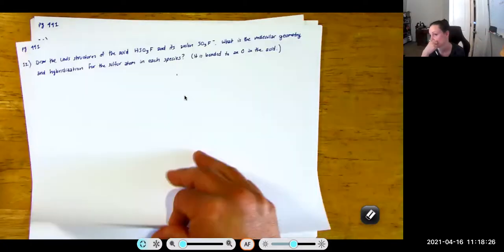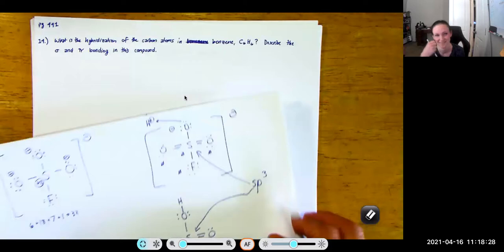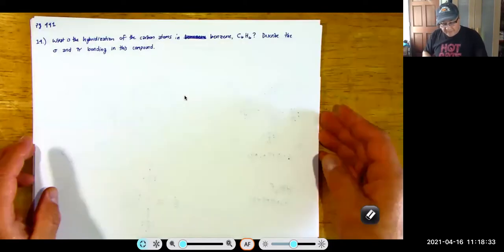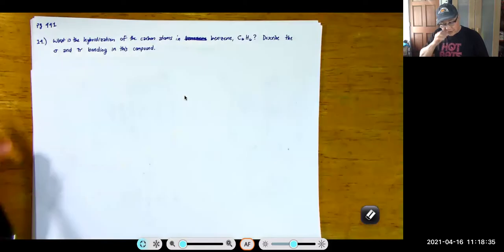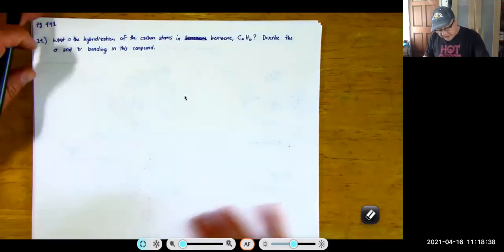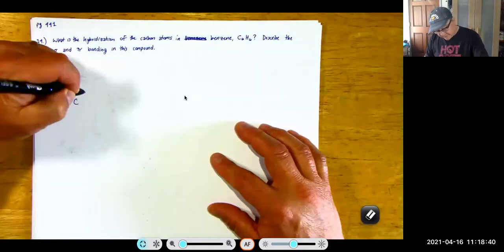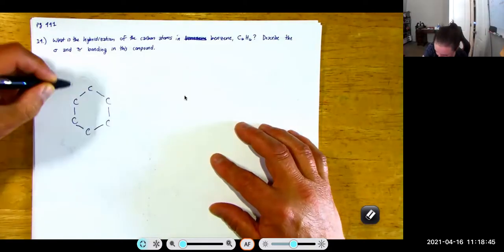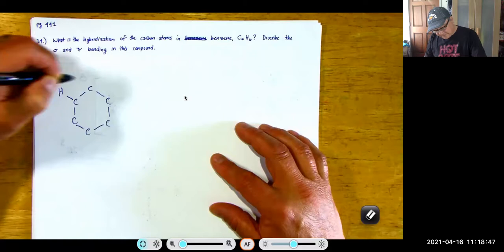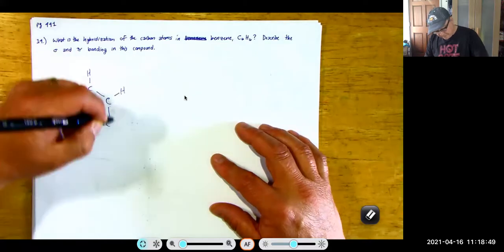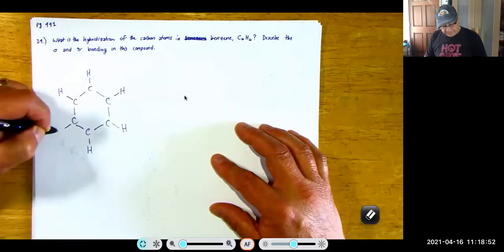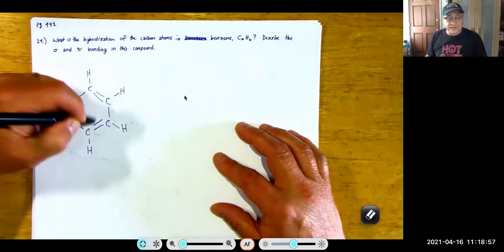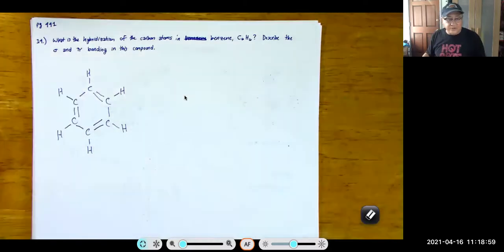Okay. What is the hybridization of the carbon atoms in benzene? C6H6 looks like this. That's a fun one, huh? It's real easy to draw. And then the double bonds, you just alternate them. Doesn't matter which two carbons you start on, just alternate them.